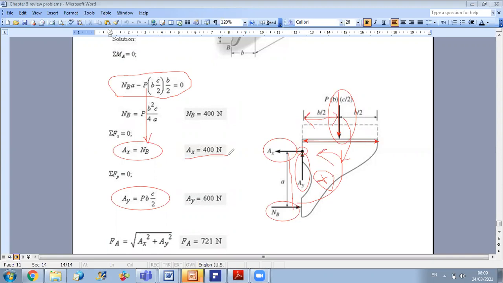Now, they ask for the magnitude of the reaction at the pin. So all I have to do is, once I have AX and AY, I do the square root of AX squared plus AY squared.